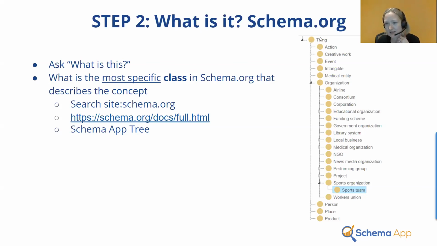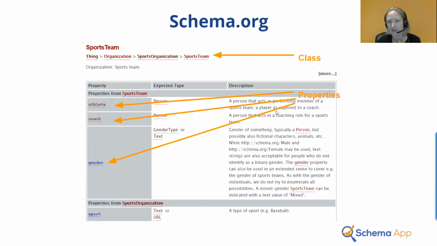So if thing is the most generic, then an organization, okay, well, it's not just an organization, it's a sports organization. Oh, it's a sports team. So if we want to look within schema.org to say, what is the most specific class that we can look for? And just to make sure, I know there are some people who are new to schema markup on the phone.